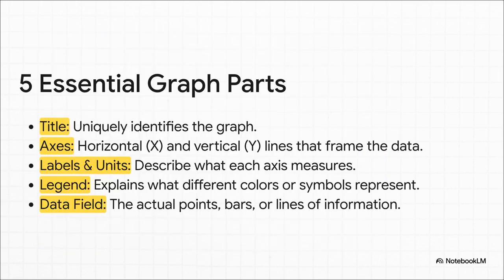Now, on that stage, you've got these 5 essential parts that all have to work together. The title is your headline, it tells you what you're looking at. The axes, X and Y, they create the frame. The labels and units are crucial, they tell us what we're measuring. Is it dollars, years, puppies? The legend, or key, decodes the colors and symbols. And finally, the data field itself. The bars, the dots, the lines, that's the star of the show. Get these 5 things right, and you're well on your way to an honest, clear graph.